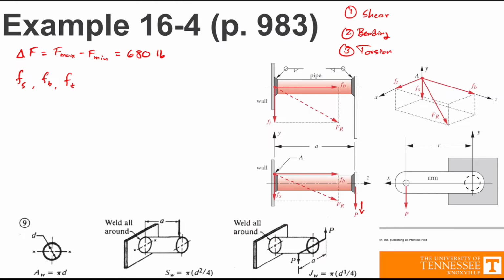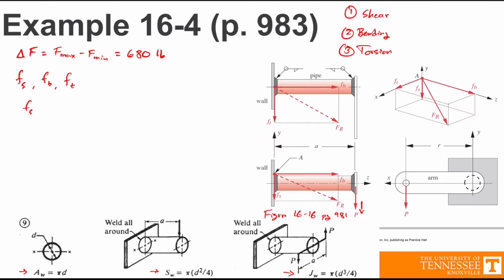This is a category 9 in terms of the chart of the geometry for looking at lines as a weld. And if you need to see that, that is in the book. That is figure 1616, which is on page 980 or one of your book. That's a good one to bookmark for all this welding stuff. So we look at that. We've got this AW, we've got an SW, and we've got a JW. So we can find all of these different force per unit lengths.